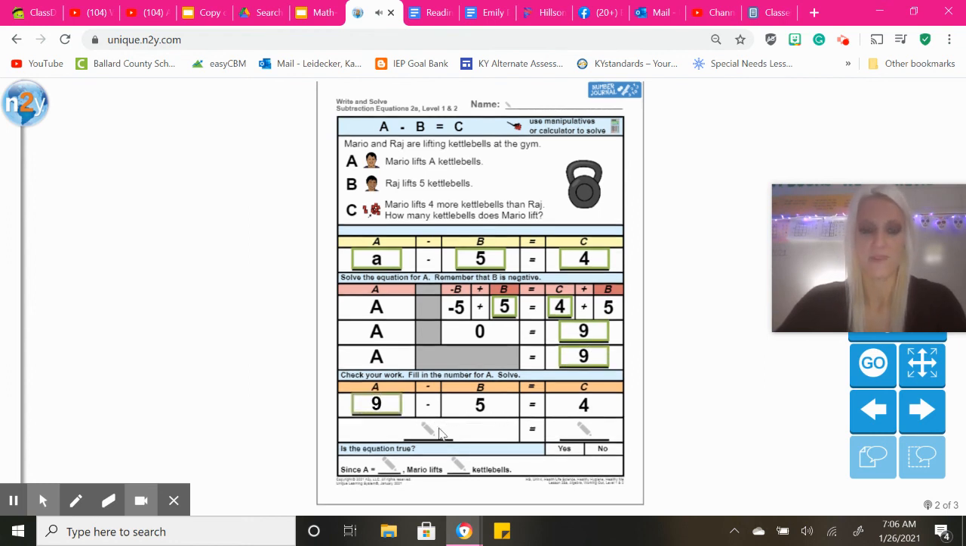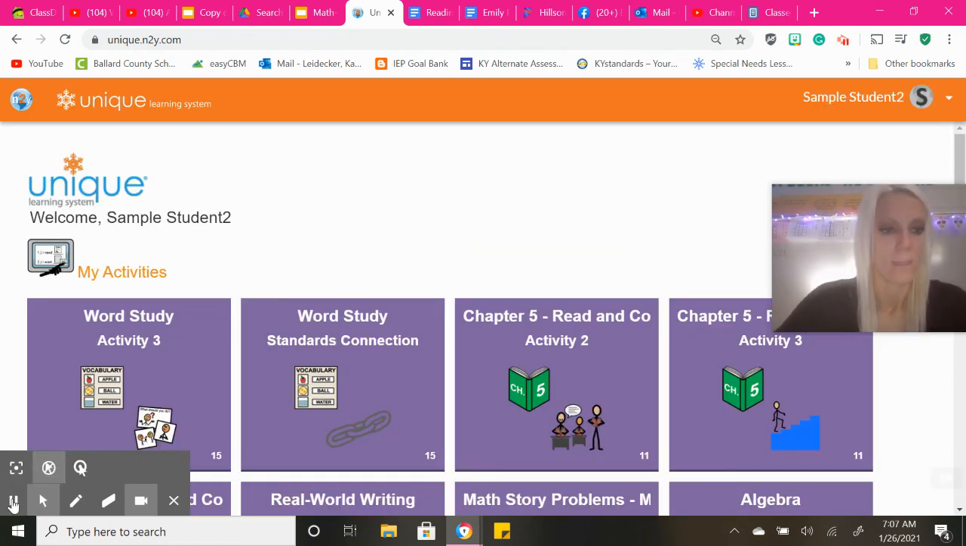9 minus 5 is 4. Does 4 equal 4? Yes, it does. Since A is 9, Mario lifts 9 kettlebells. You go ahead and, okay, guys, that completes all of N2Y.